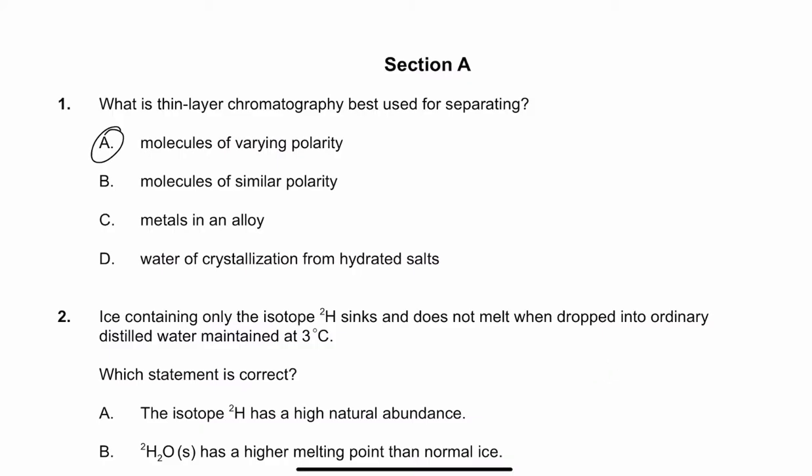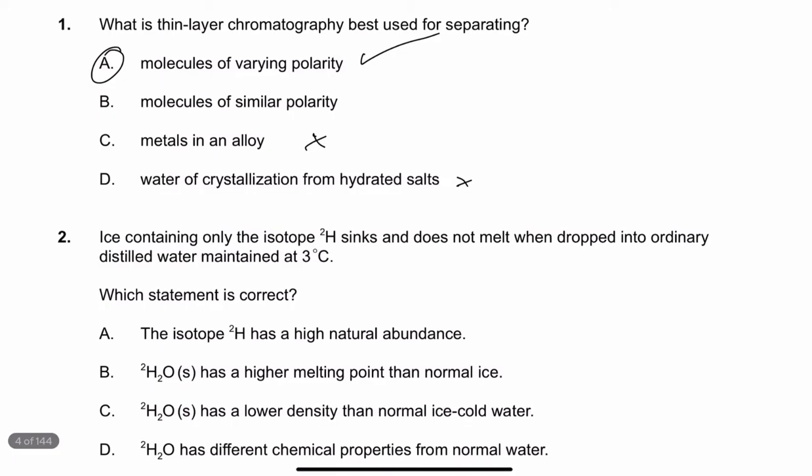If you're struggling to get it, I guess you could narrow it down by knowing that it's not C, because that's to do with metals in an alloy, and D is with water of crystallization, which has nothing to do with chromatography. And A and B are both about polarity and molecules, which are to do with chromatography. And then if you know about TLC, thin layer chromatography, you should know that the answer is A, varying polarity.